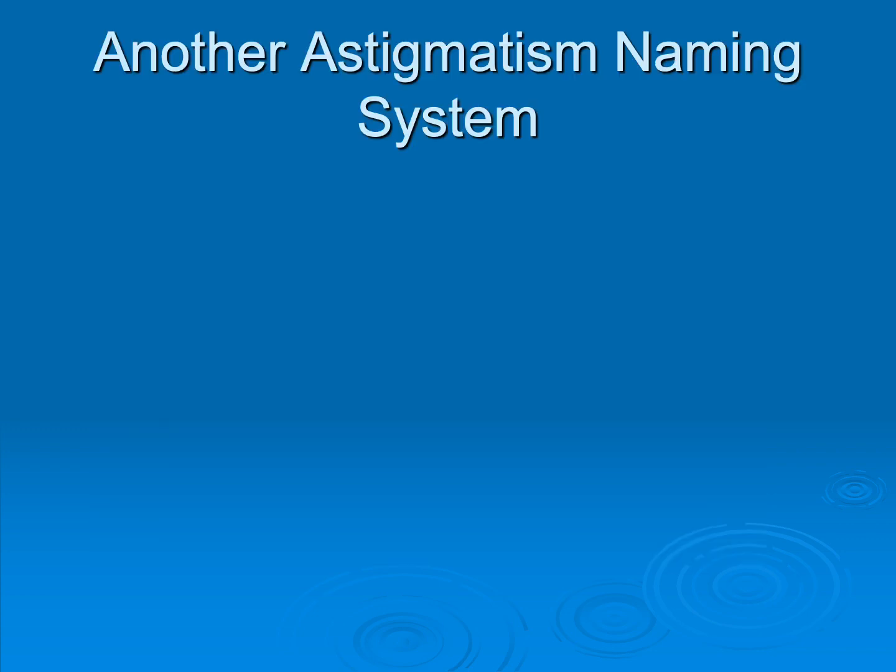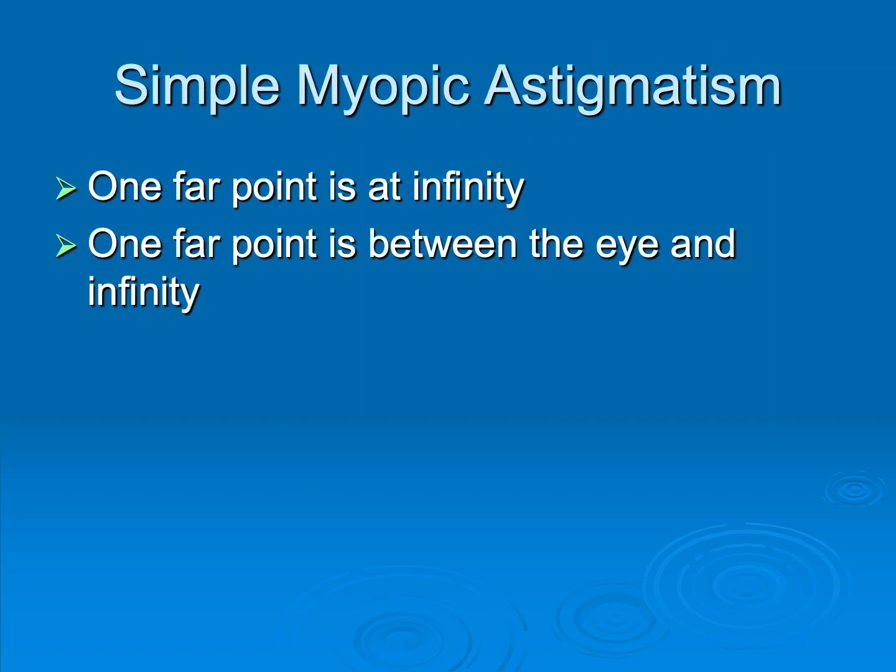So we've talked about with the rule and against the rule. And it's important to know that there is more than one way to classify our astigmatism. The first thing we're going to talk about is simple myopic astigmatism. That means that one far point is at infinity, and one far point is between the eye and infinity. And you're sitting there thinking, well, but in myopia the far point is between the eye and infinity. That's true for spherical. But remember, in astigmatism, we always have two focal points to deal with. So here, one is at infinity, one is between the eye and infinity.